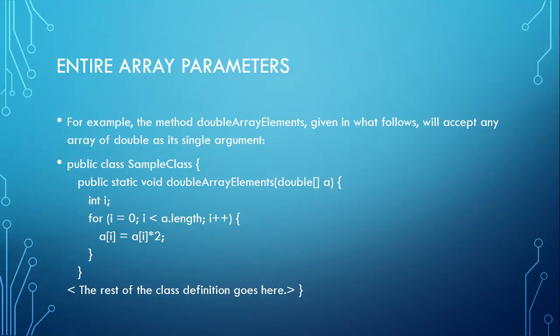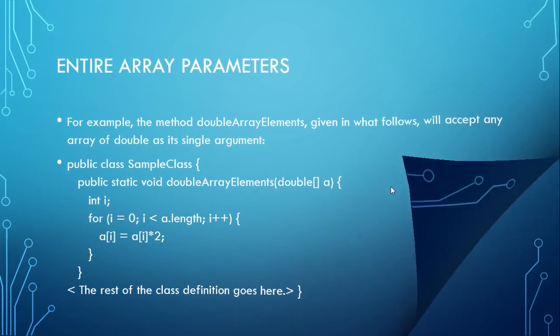For example, the method doubleArrayElements given in what follows will accept any array of double as its single argument. public class SampleClass, public static void doubleArrayElements(double[] a), int i, for i = 0, i is less than a.length, i++, a[i] = a[i] * 2. And then of course the rest of the class definition would follow. So you're doubling the array elements in this example.